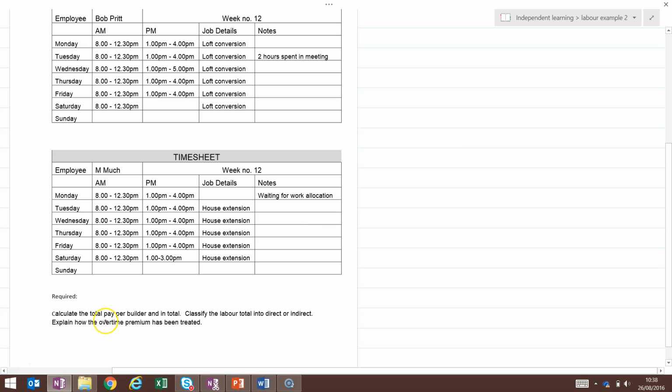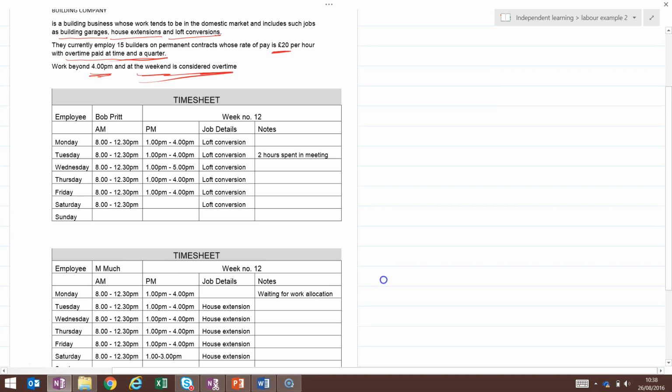And what you're required to do is to calculate the total pay per builder and in total, and to classify the total into direct or indirect, and to explain how the overtime premium has been treated. So you'll see again it's asking about the overtime premium. So if you think back to the last example that we did, the first thing that I did was take the total hours that were worked by each employee and multiplied it by the rate of pay. So we need to do the same here.